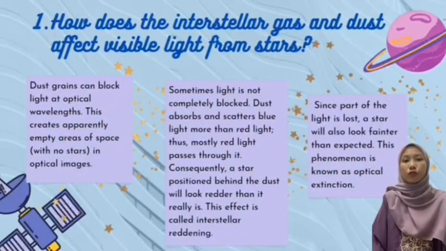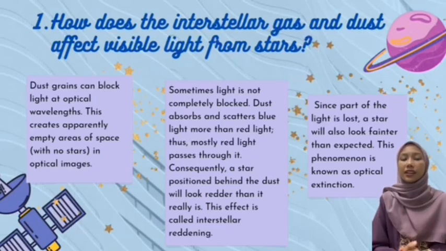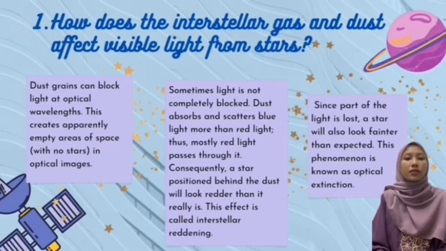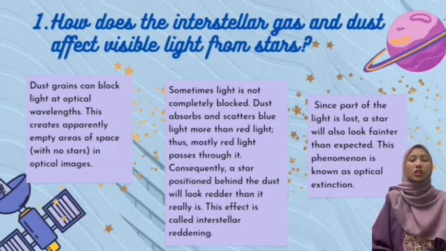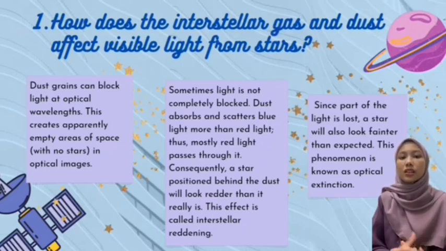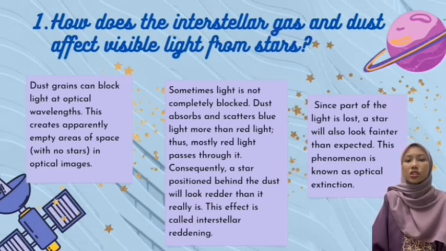The figure shows a flowchart of how interstellar gas and dust can affect visible light from stars. Dust screens can block light at optical wavelengths. This creates apparently empty areas of space with no stars in optical images. Sometimes light is not completely blocked.